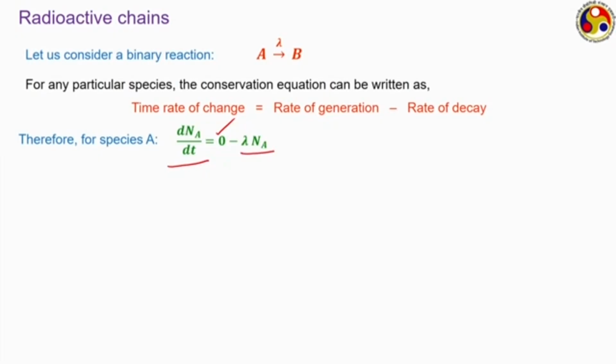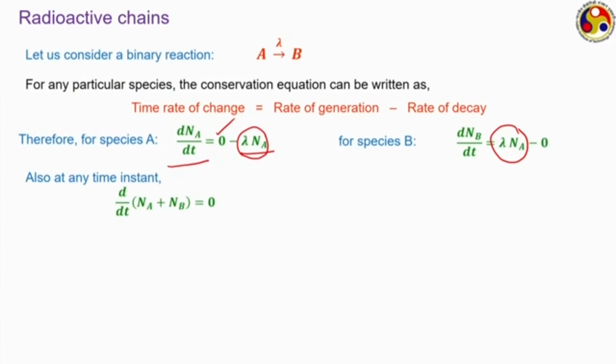Similarly, for the species B, dNB/dt is equal to, it has a source from A. Whatever is the reduction in the number of molecules of A following this decay rate, the same will be the gain in the number of isotopes of B, and so dNB/dt is equal to lambda NA minus 0, as B is not undergoing any further disintegration.